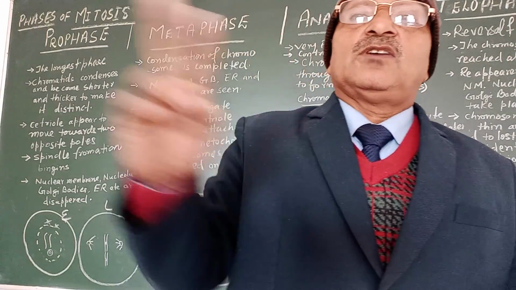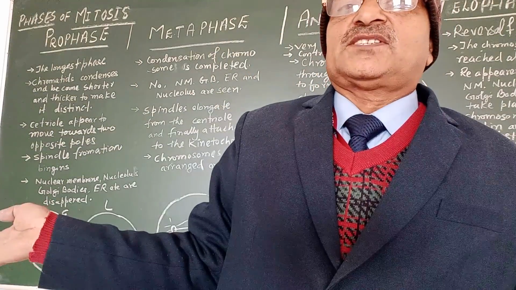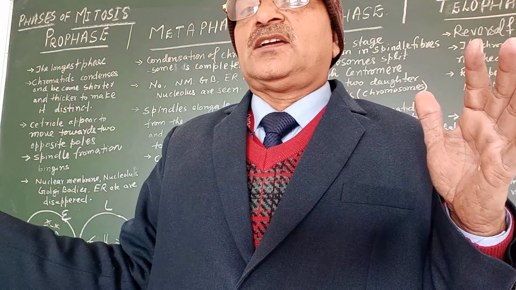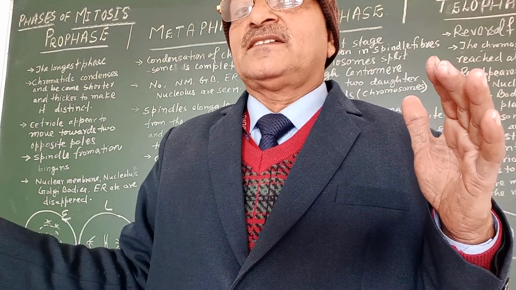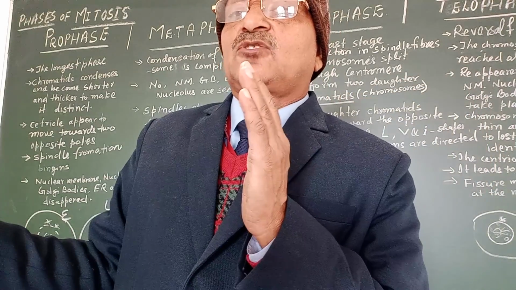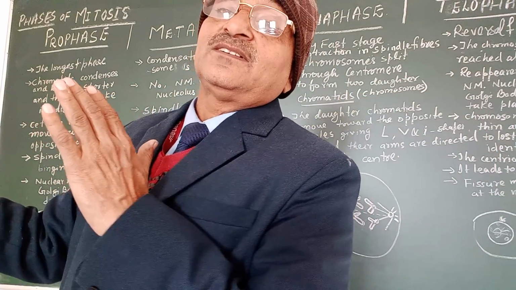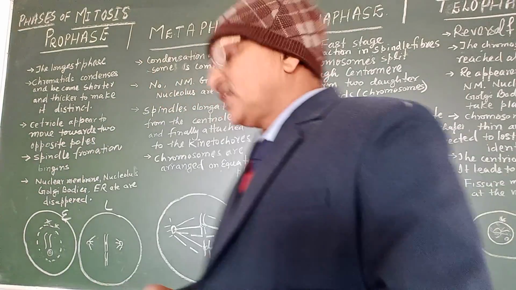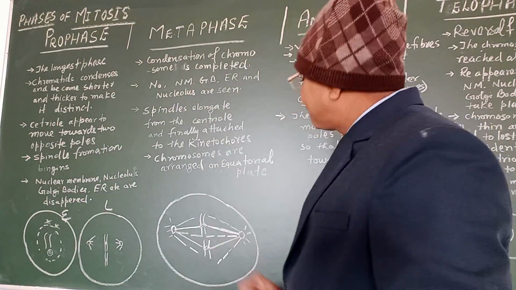In meiosis, only one spindle attaches to one side of a chromosome. So when they contract, the whole entire chromosome moves towards one pole, not the half. So the chromosome number is reduced to half there. What we have seen in meiosis first.